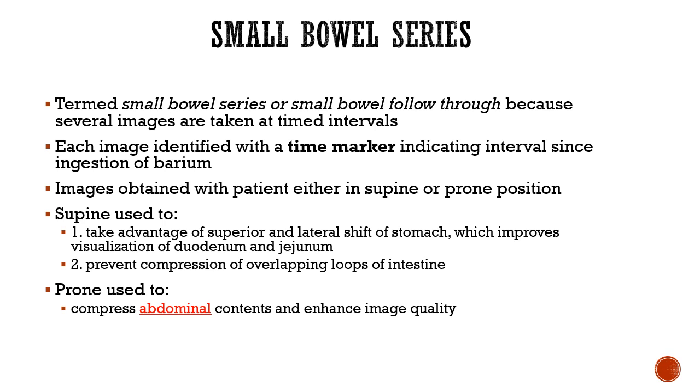The small bowel series is called that because several images are taken at timed intervals. Each image is identified with a time marker indicating the interval since the ingestion of barium. Images are taken with the patient supine or prone, depending upon the protocol at that facility. Supine is used to take advantage of the superior and lateral shift of the stomach, which improves visualization of the duodenum and jejunum and prevents compression of overlapping loops of the intestine. The prone is used to compress abdominal contents and enhance image quality.